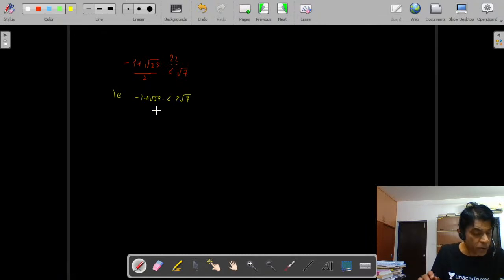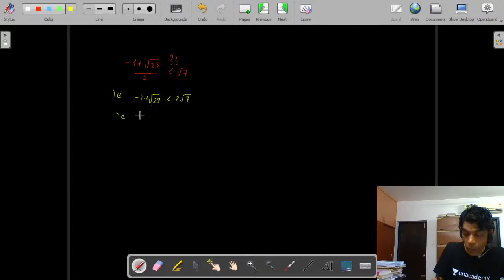Don't approximate, also you can work, right? But I think this is better sometimes. Or you can learn another method also. So -1 plus root 29, this one. Now square it, because both sides are non-negative. That is, you are testing this.